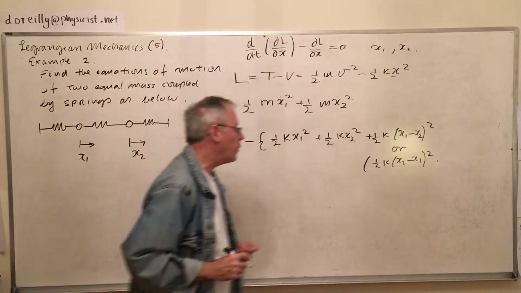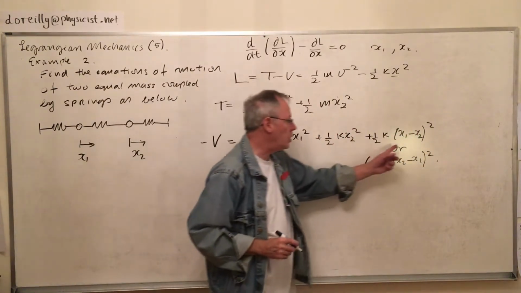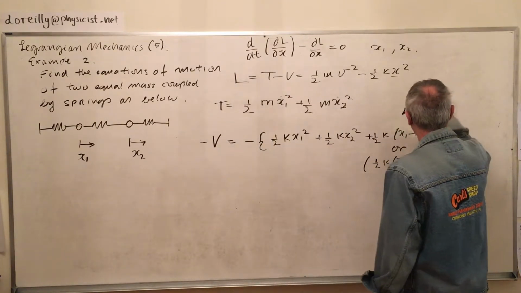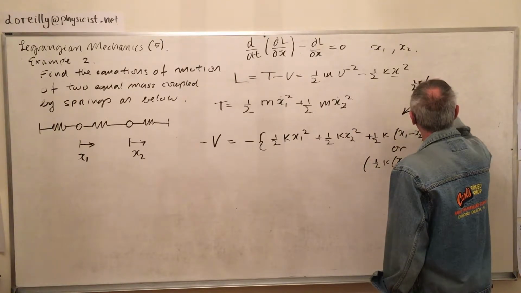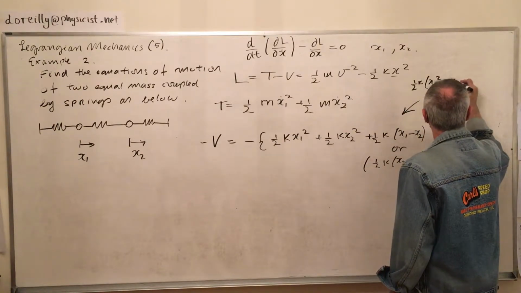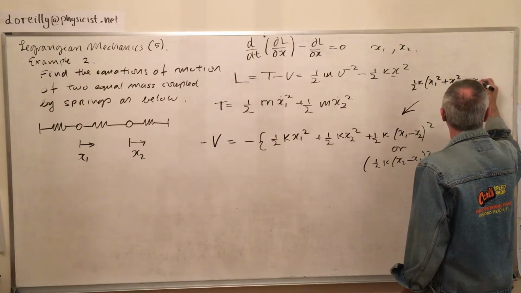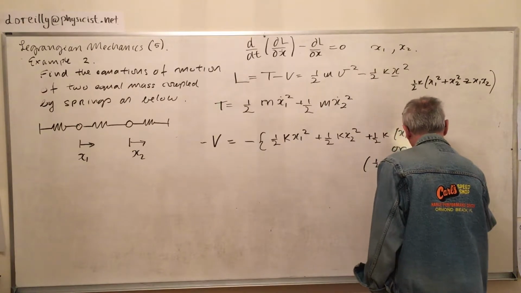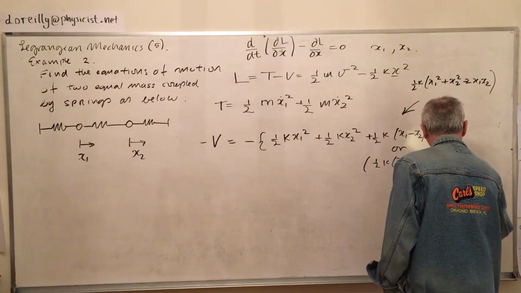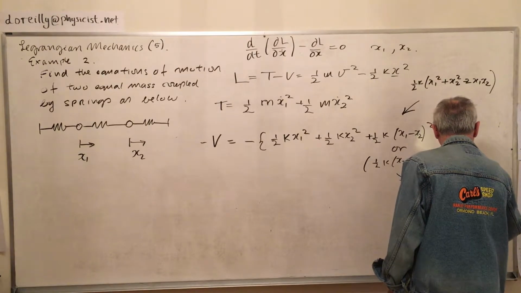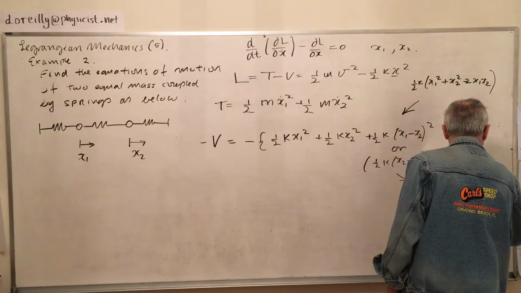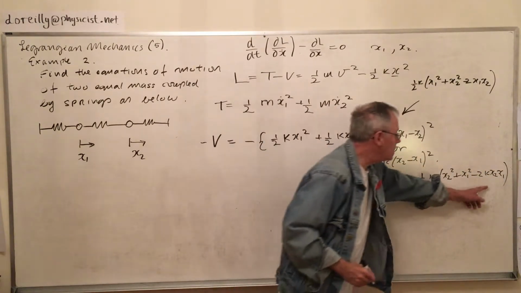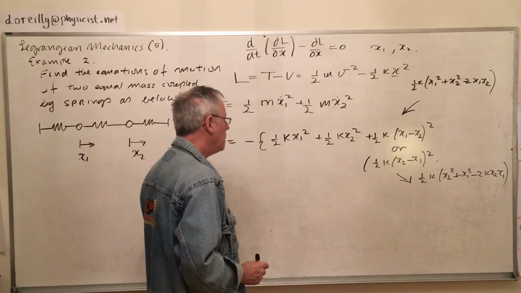And if you're a student, you don't have to worry about it. Is it going to be x2 minus x1 squared or x1 minus x2 squared? It doesn't matter. Because when you square this one, you get k over 2 and the cross term. When you square this one, you get a similar term. The cross term is the same in both cases. Okay? So that's what we'll leave it as.